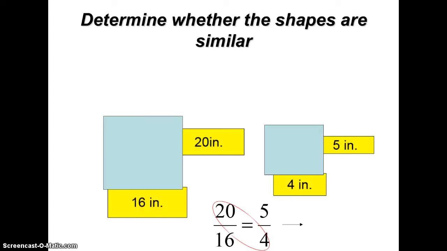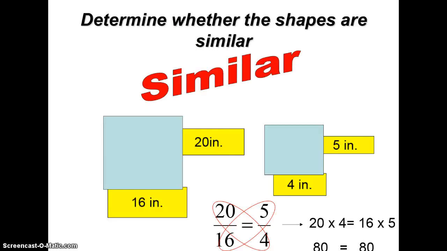We'll take our cross products, multiply them, and 20 times 4 is 80. 16 times 5 is also 80. Their cross products do equal. They are similar.